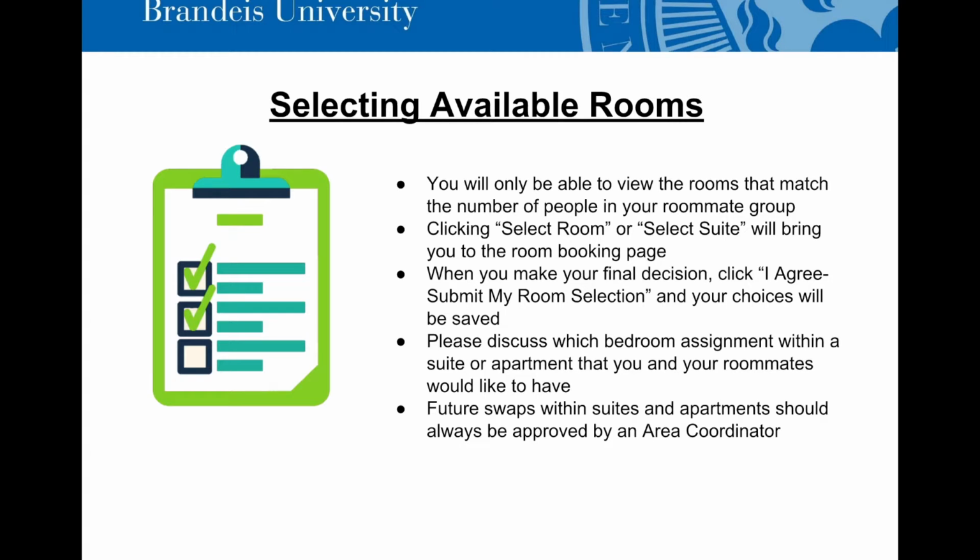On this page, use the drop-down menus next to each room to decide which roommate is living in which room. When you have made your final decisions, click the I agree, submit my room selection button, and your choice will then be saved. Please note that it is imperative that you discuss which bedroom assignment within a suite or apartment that you and your roommates would like to have, as these bedroom assignments are what the community living office keeps on record. Please also note that any future swaps within a suite must be approved by an area coordinator.